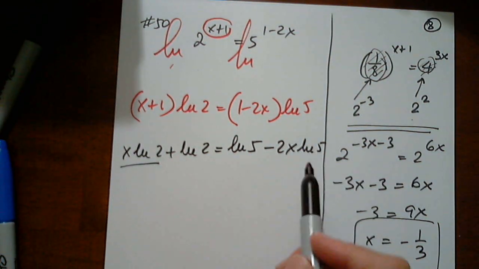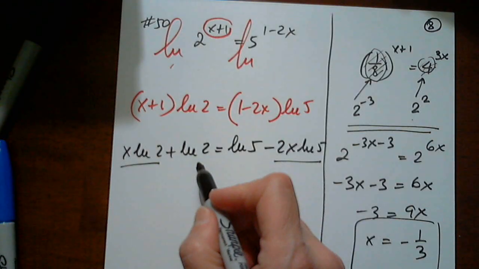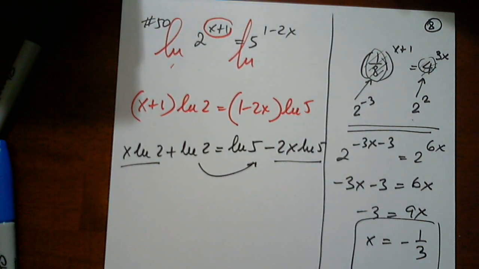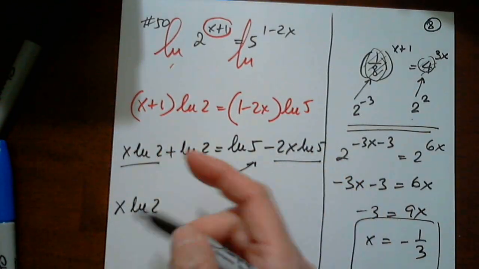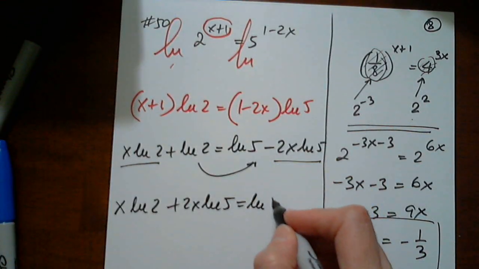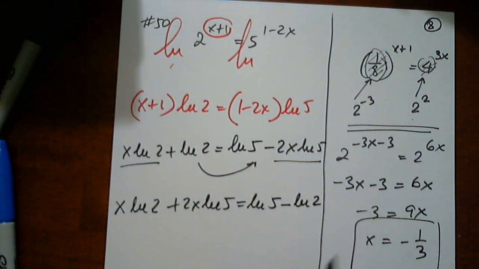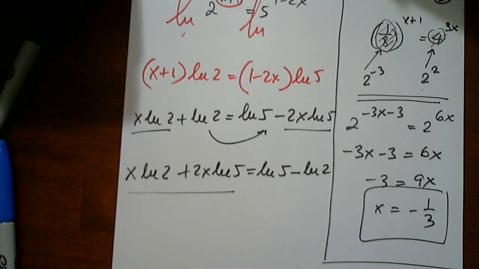Now this term and this term belong to the same side. This one belongs to the other. So I have x natural log 2 plus 2x natural log 5 equals natural log 5 minus natural log 2. Of course, I cannot combine these. But if I can combine and I'm solving for x, what should I do?